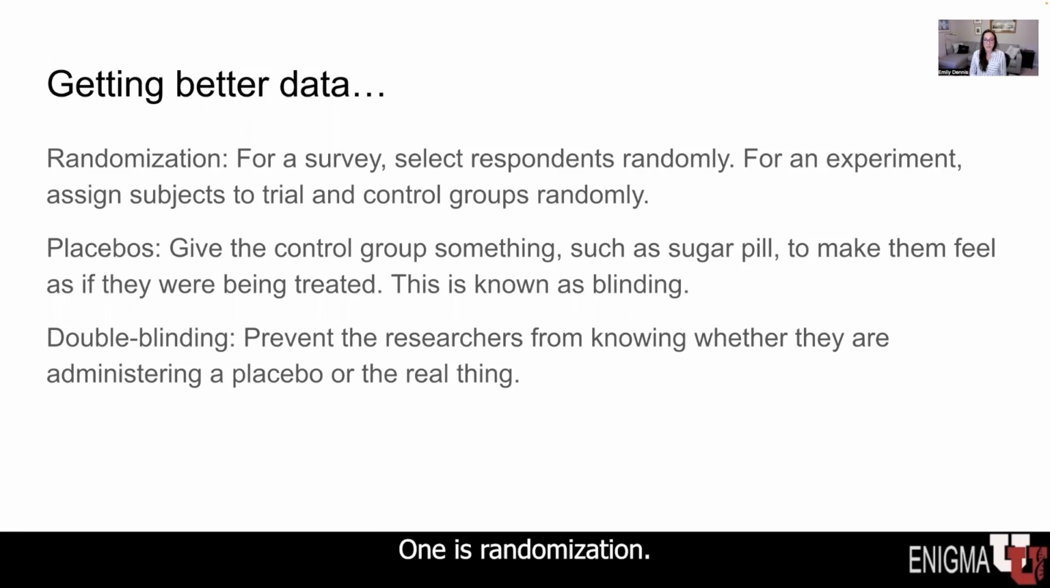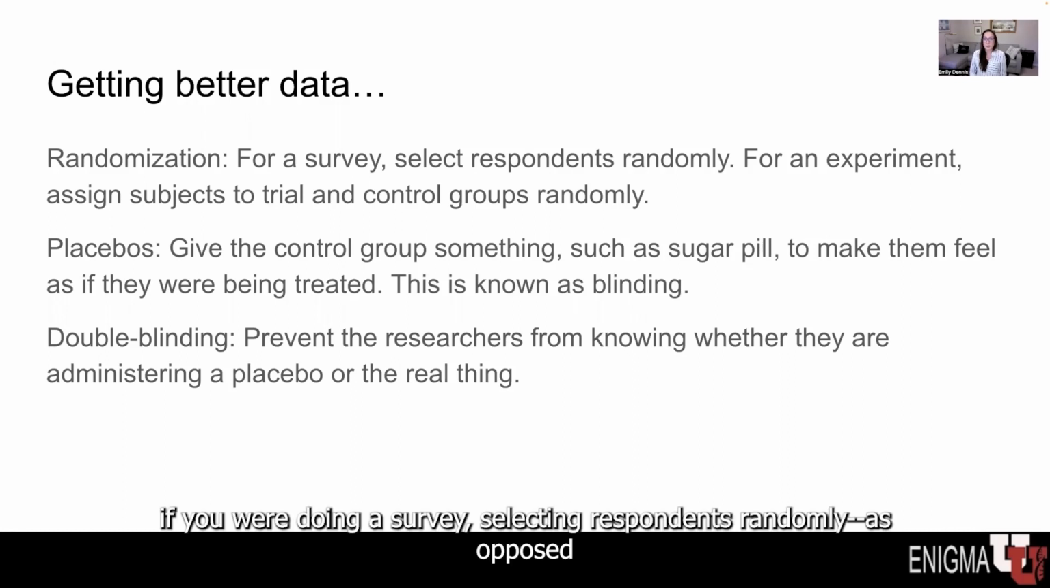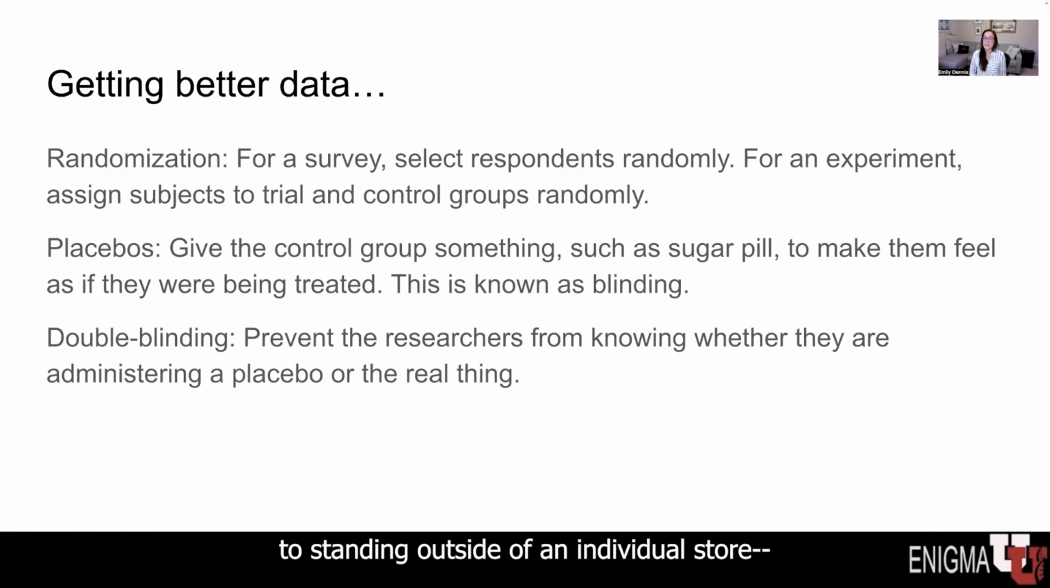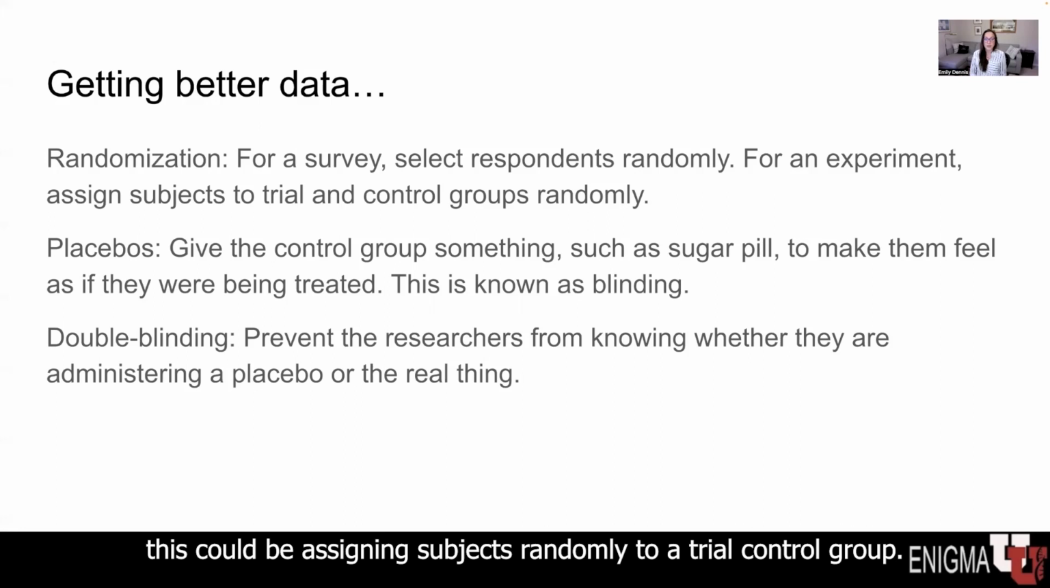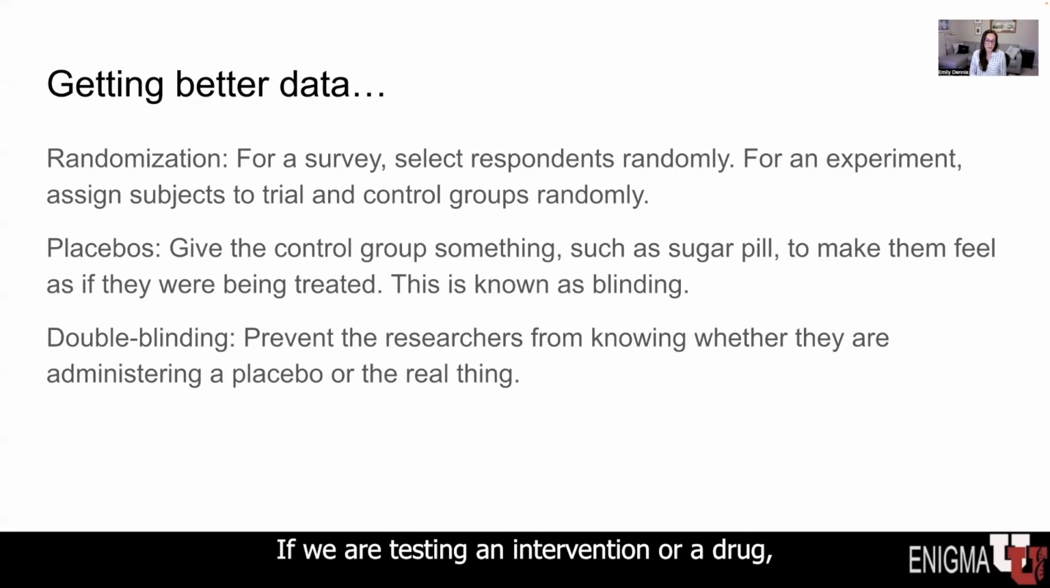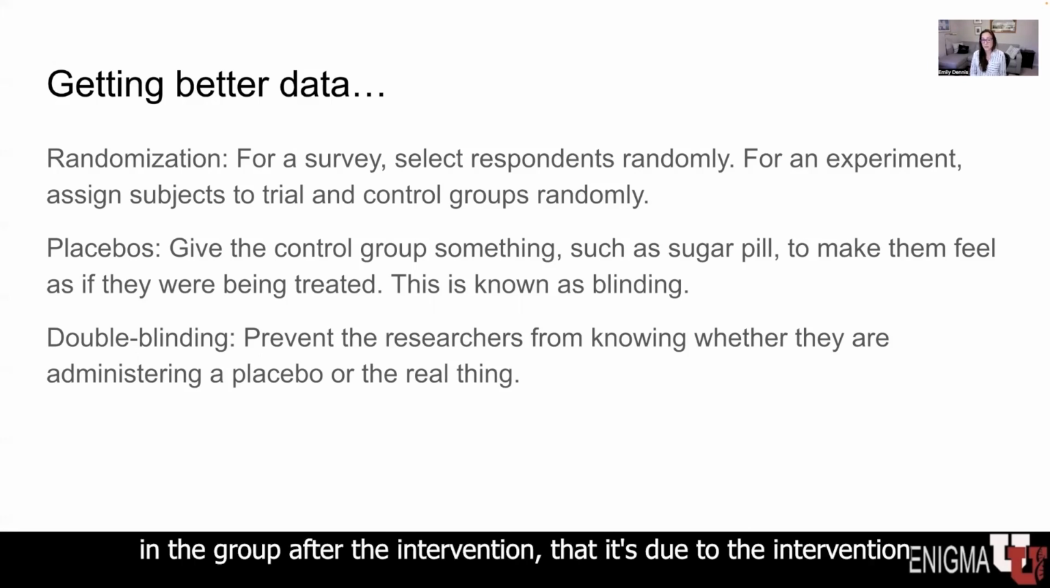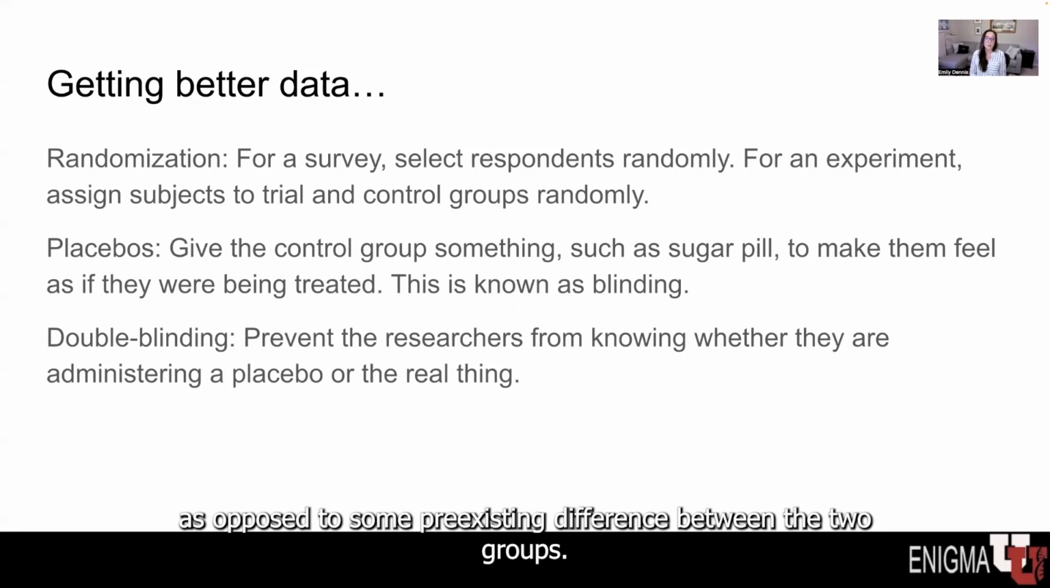One is randomization. So for an observational study, if you were doing a survey, selecting respondents randomly as opposed to standing outside of an individual store, this would be one way to have a more random sample. We like random. In an experimental study, this could be assigning subjects randomly to a trial and control group. If we are testing an intervention or a drug, we would like to know that if we find a significant difference in the group after the intervention, that it's due to the intervention, as opposed to some pre-existing difference between the two groups.